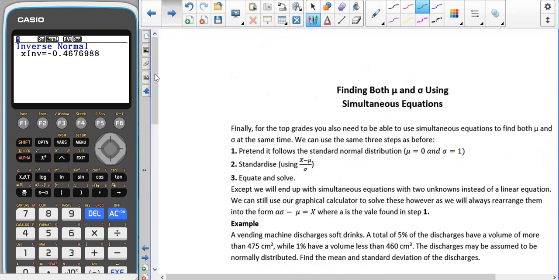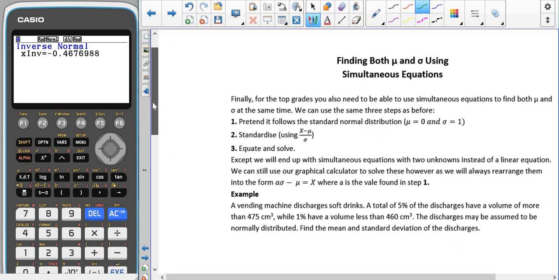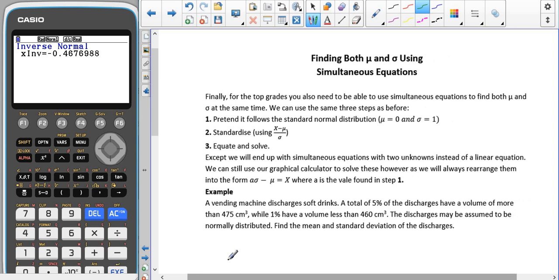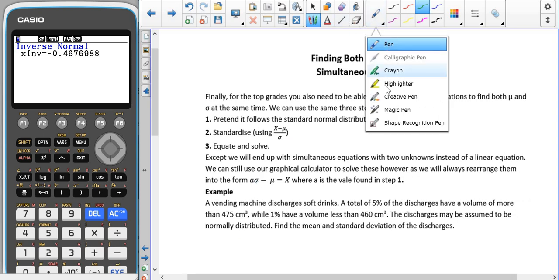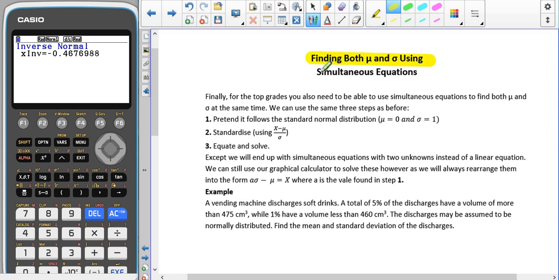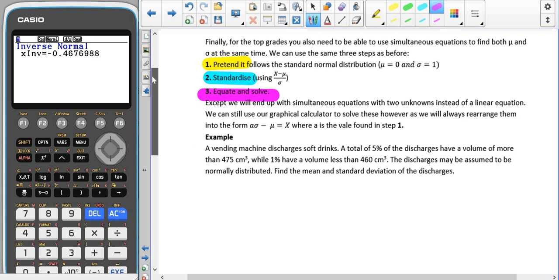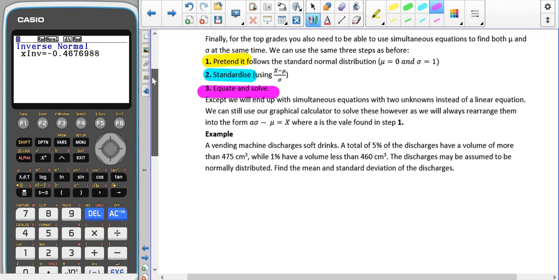We're now going to have a look at how you find both of them, and this ends up using simultaneous equations. We are still going to be following the same 3 steps. So we're still going to be pretending, then standardising, then using equate and solve. However, that's going to end up giving us 2 simultaneous equations. We always rearrange these in the same way. So once you get used to how they are being rearranged, it becomes really simple as to how you put it in your calculator.